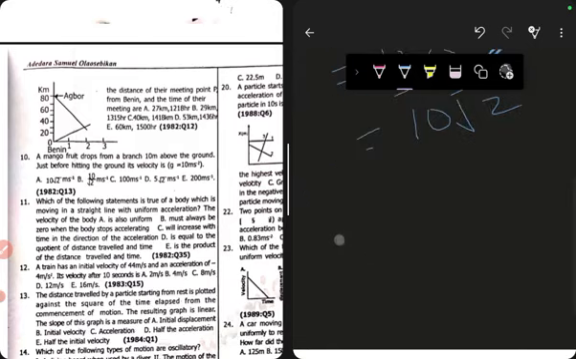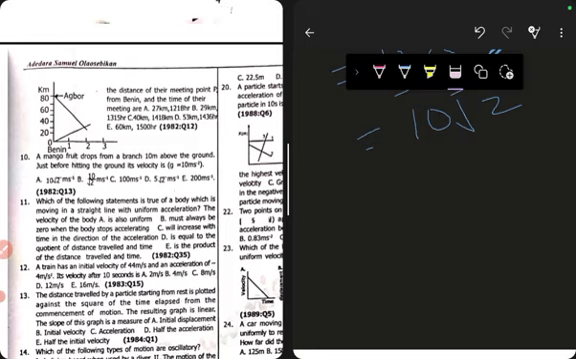Now, next question, question 11, is a theoretical question, but it's quite confusing for some students. So let's analyze it together. Question 11 says, which of the following statements is true of a body which is moving in a straight line with uniform acceleration? A says the velocity of the body is also uniform. Now, is it true that the velocity of the body is also uniform?